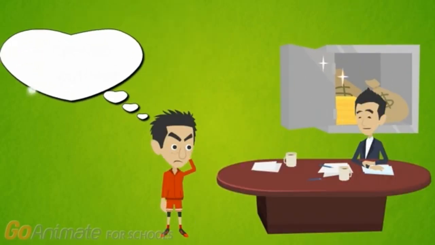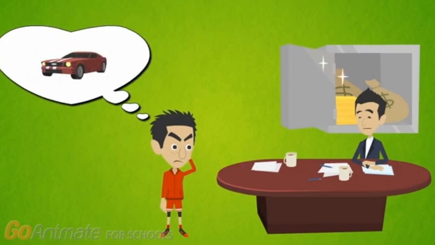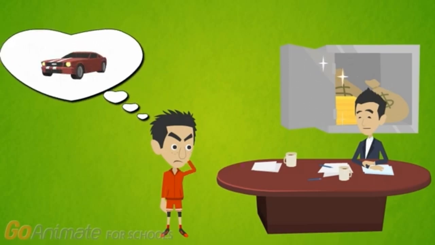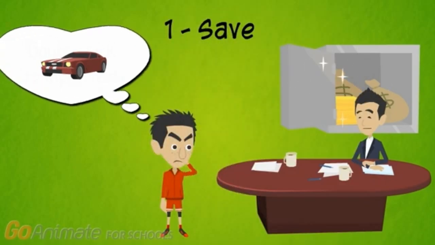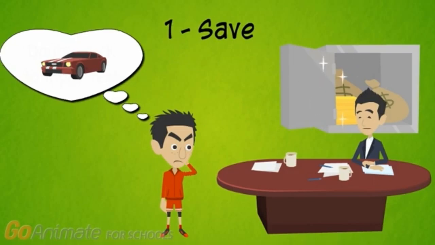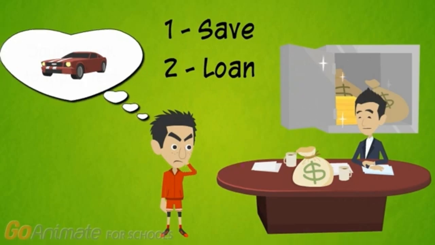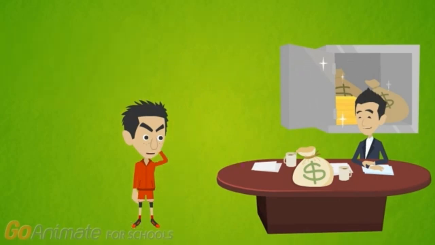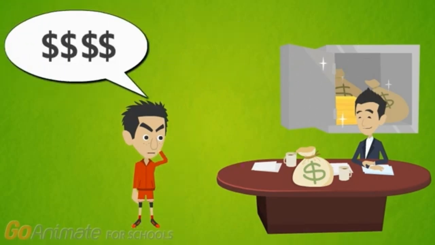Hello Billy, my name is Mr. Bank. You have two options to buy this car. Option number 1, you can save the money over time and then buy the car then. Or option number 2, you can borrow the money, buy the car now and pay me back the money over a set time period. Billy scratches his head. This sounds too good to be true. I can just borrow money, buy the car now and pay it all back later on.